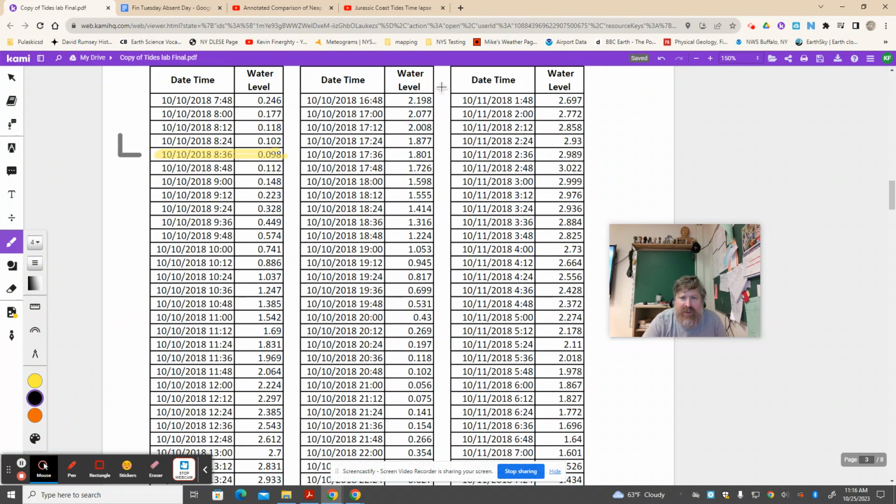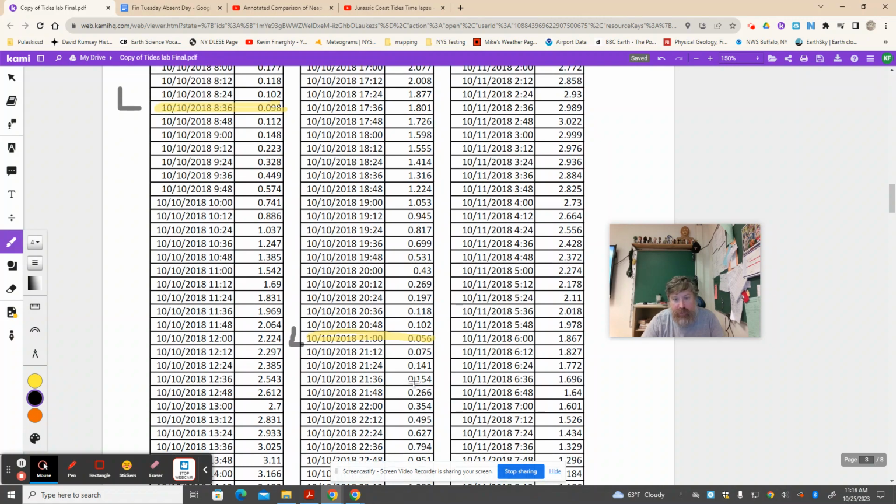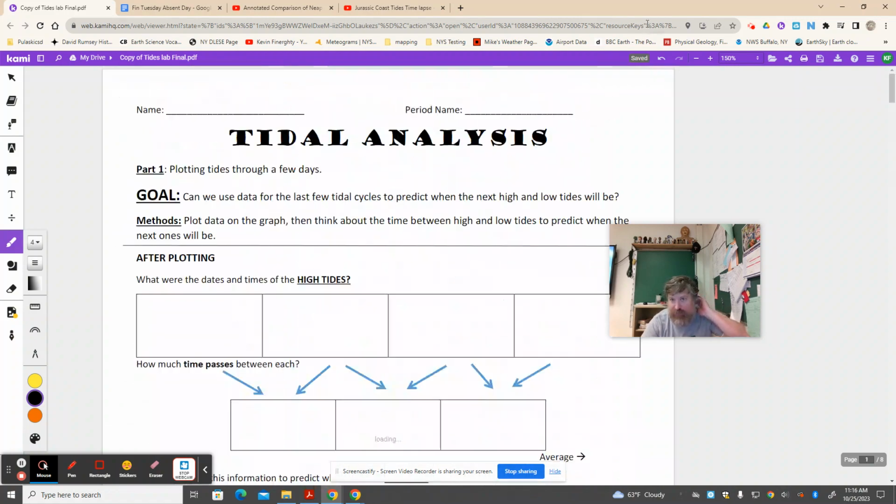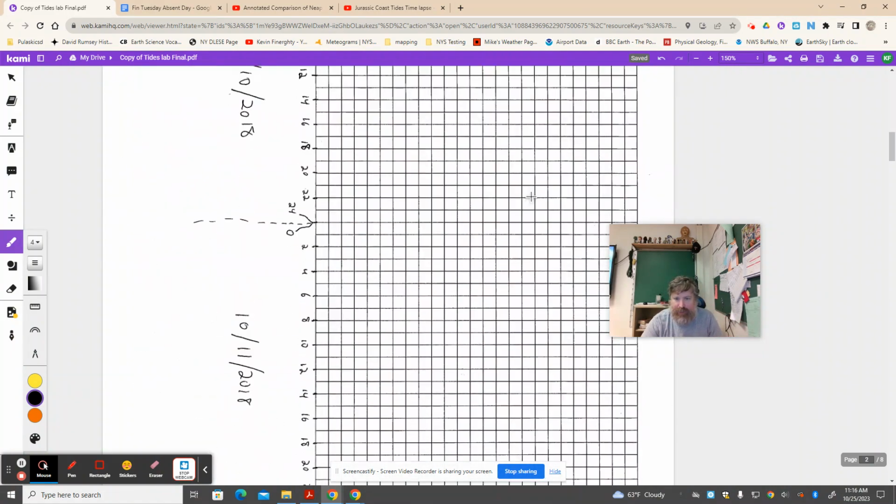I'll just do the first couple so that we make sure we're all seeing the same thing. 1.5, 1.3, 1.0. We go lower, lower, lower. Whoa, way lower. Looks like right about there will be your next low, right? Then they go up and they go up, and eventually you'll get to your next high.